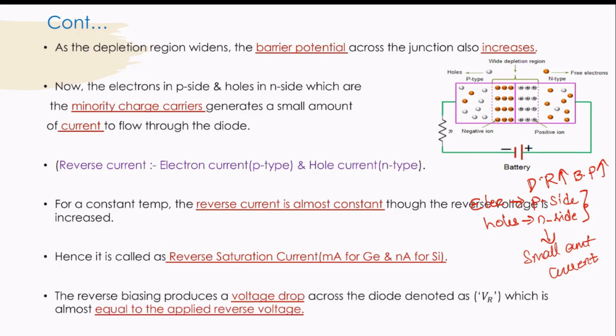So the reverse biasing produces a voltage drop across the diode denoted as VR, which is almost equal to the applied reverse voltage. Finally, the reverse biasing of the PN junction produces a voltage drop across the diode, denoted as VR. And this reverse voltage is almost equal to the applied voltage V. So this is how the PN junction diode is operated in the reverse bias condition.